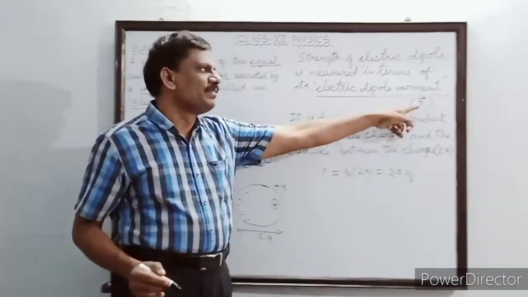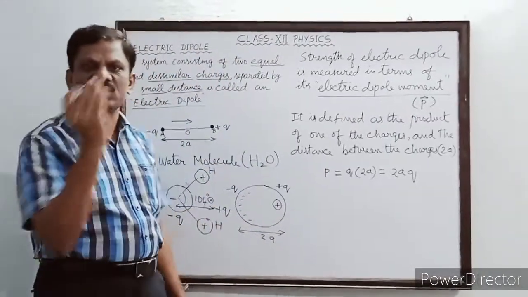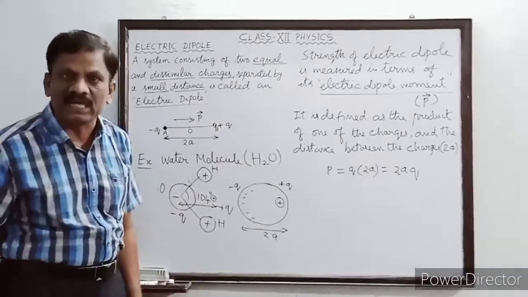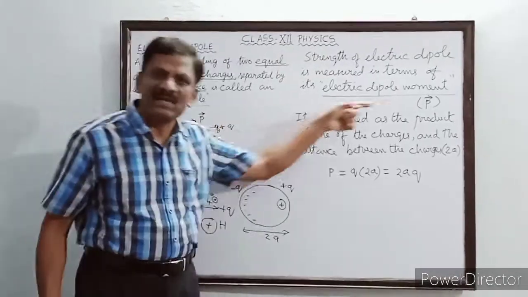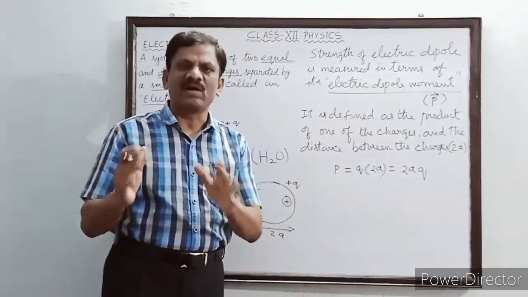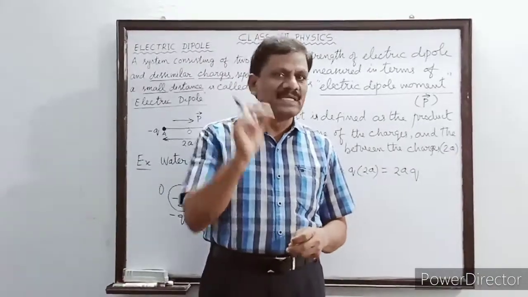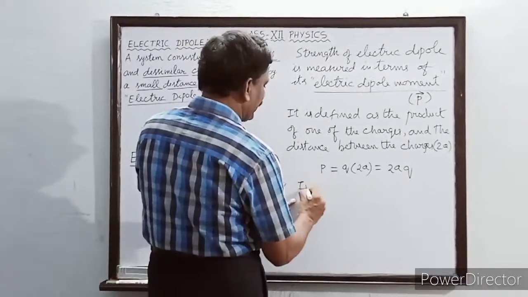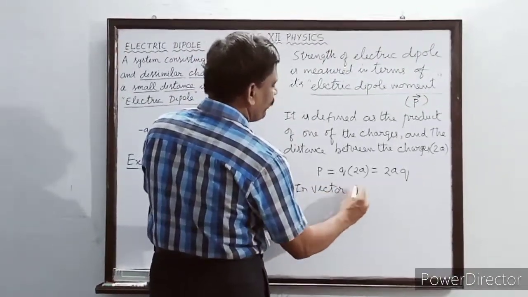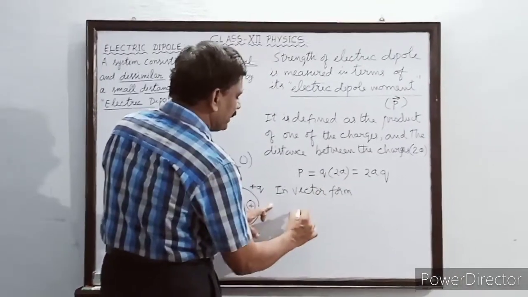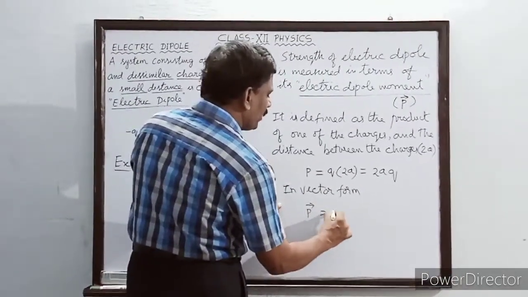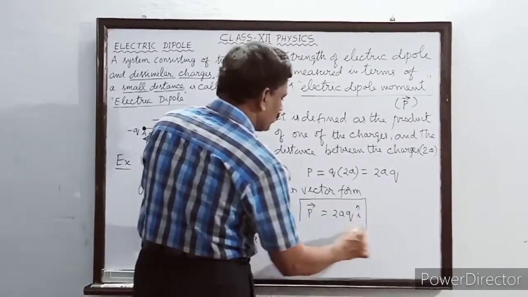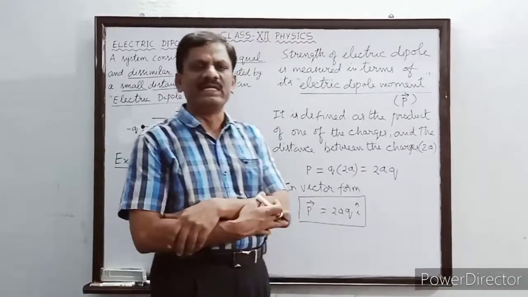So what is the direction of this P vector? I told you, from the negative charge towards the positive charge. So this is the direction of the electric dipole moment vector. And since it is pointed along the positive x-axis in the Cartesian coordinate system, i cap is a unit vector along the direction of the positive x-axis. So in vector form, it can be rewritten as P vector is equal to 2aq into i cap. This is the expression for the electric dipole moment in vector form.